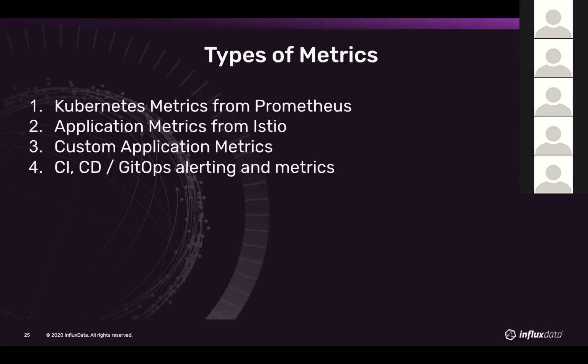But we also find it's necessary for each team to make their own metrics. We call those custom application metrics. We actually use the Prometheus format for that as well, and our scrapers pick that up. But then we have some metrics for the CI and CD, like the whole GitOps system itself. Okay, so those are the 4 types of metrics.